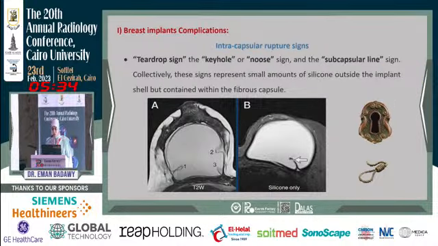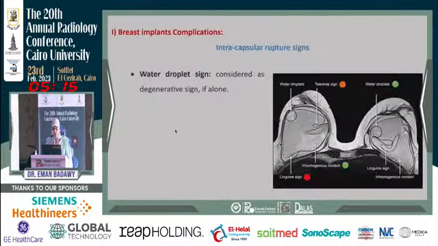Another less specific sign of the intracapsular rupture is the keyhole, teardrop, and noose sign, where the small silicone bleeds are seen contained between the shell and the fibrous capsule made by the body. Another associated finding in the intracapsular rupture is a water droplet sign, which is high T2 signal drops inside the implant. It is associated with other signs, but if alone, it is considered a degenerative sign.